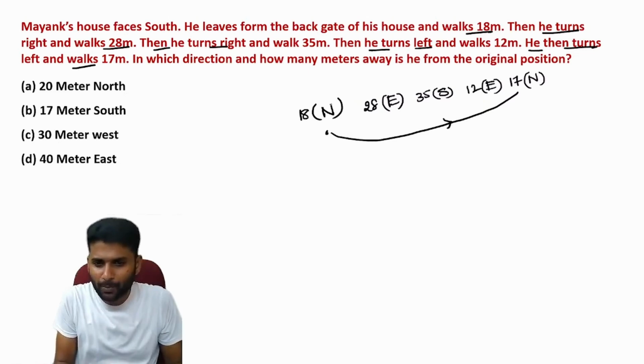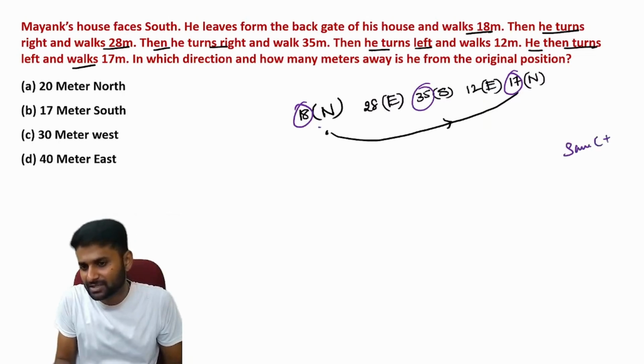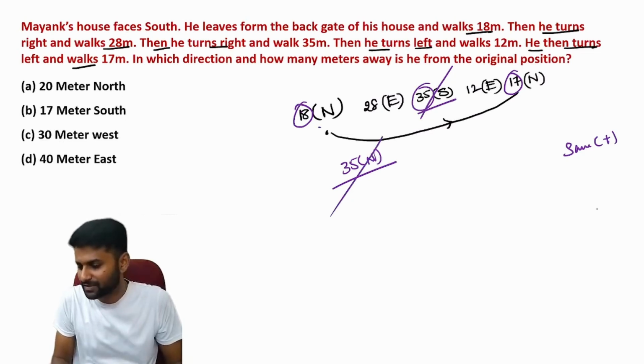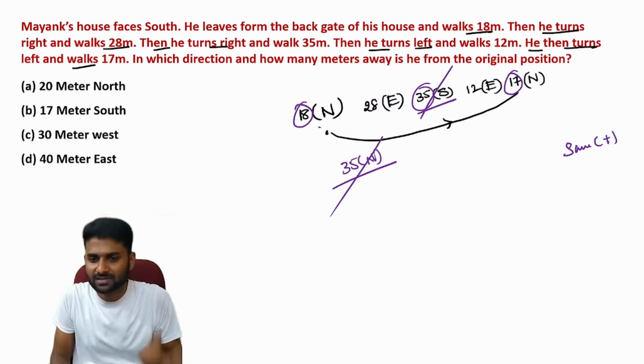Guys, first of all, opposite direction. So 18, 17 and 35. North and north, same direction. Remember that same direction is always positive. So 18 plus 17 is equal to 35 north. And 35 north, 35 south, both are opposite to each other. Opposite direction, find the difference. 35 and 35 difference is 0.